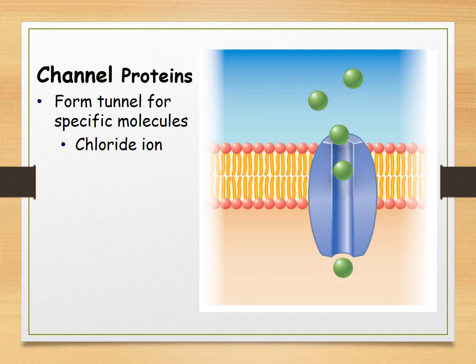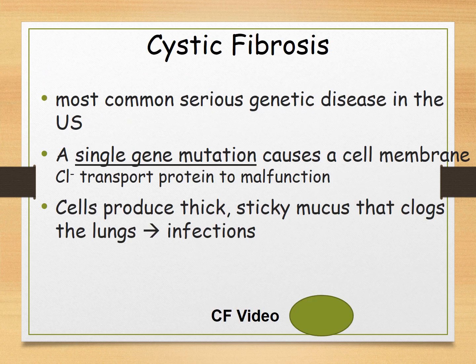To me, it looks almost like a little slide. So it's a protein that opens up the space between the phospholipid bilayer that allows chloride ions to enter in. So what happens if a chloride ion channel protein malfunctions? Cystic fibrosis is the most common serious genetic disease in the United States. It's caused by a single gene mutation that causes a cell membrane chloride ion transport protein to malfunction.